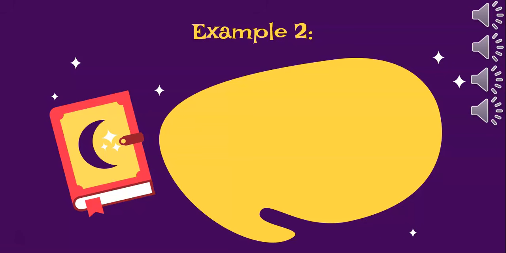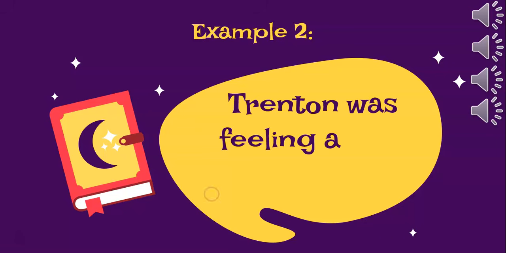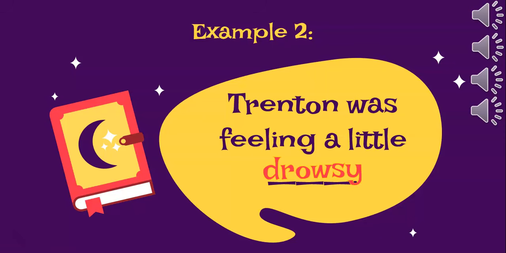So let's try another one. Trenton was feeling a little blank. That doesn't really help us an awful lot. So let's try putting a word in there. The word that's in the blank this time is the word drowsy. Now, that's great if you know what drowsy means, but maybe you don't. So let's read on a little bit and see if we can get some more context clues.